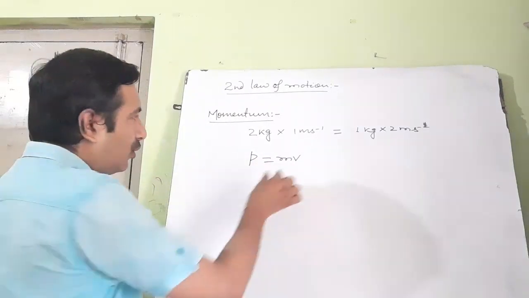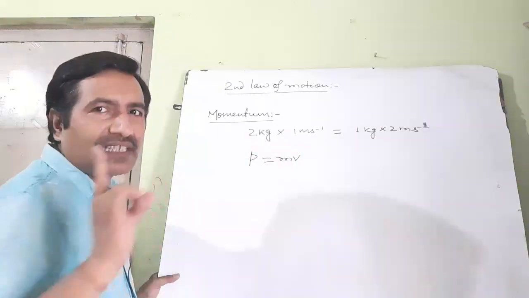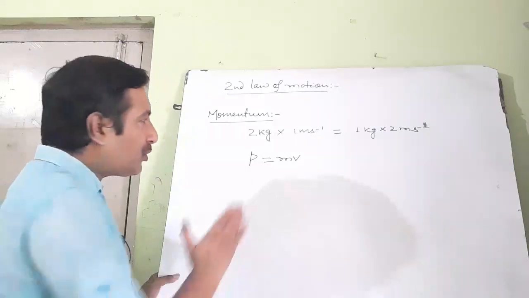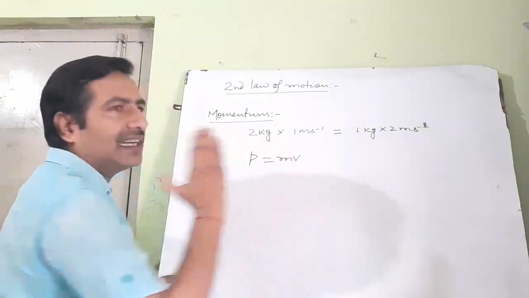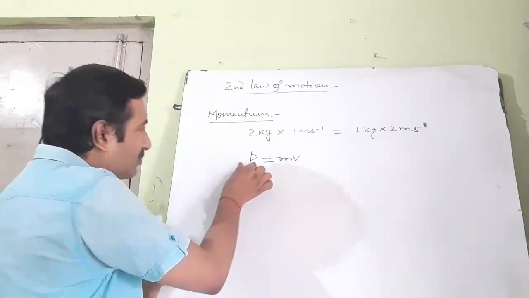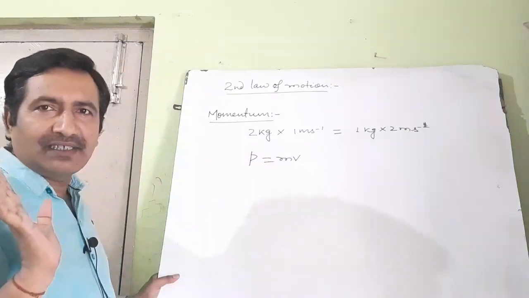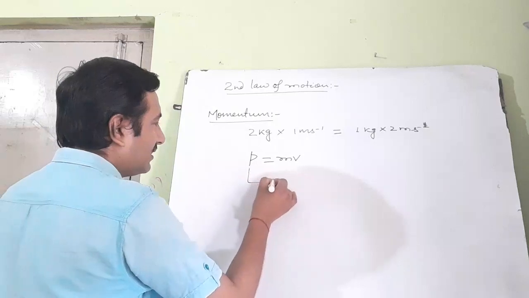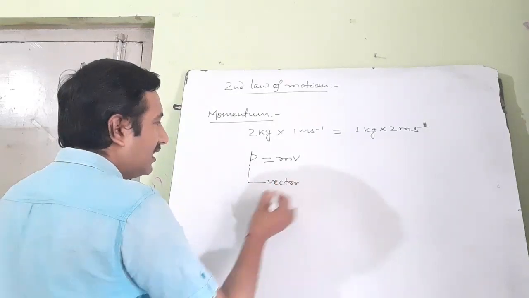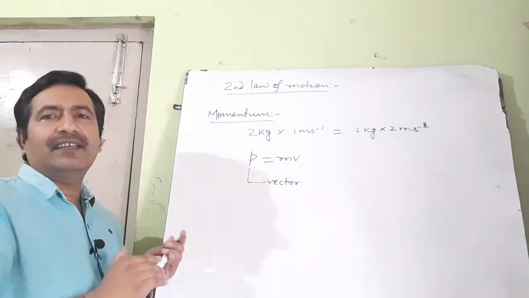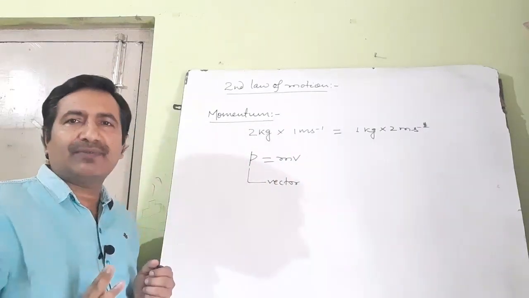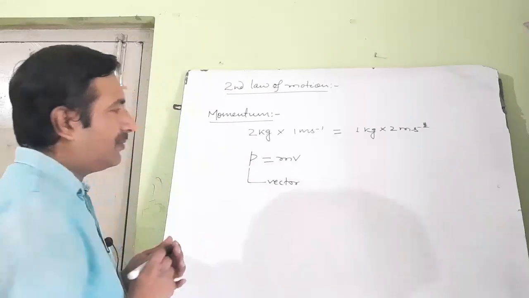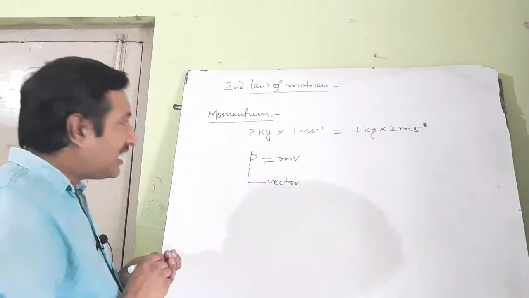Now you already know v is velocity, which is a vector quantity, and mass is a scalar quantity. The product of a scalar and a vector is a vector quantity. So this momentum is also a vector quantity. Okay, means momentum is a vector quantity whose direction is in the direction of the velocity of the particle.